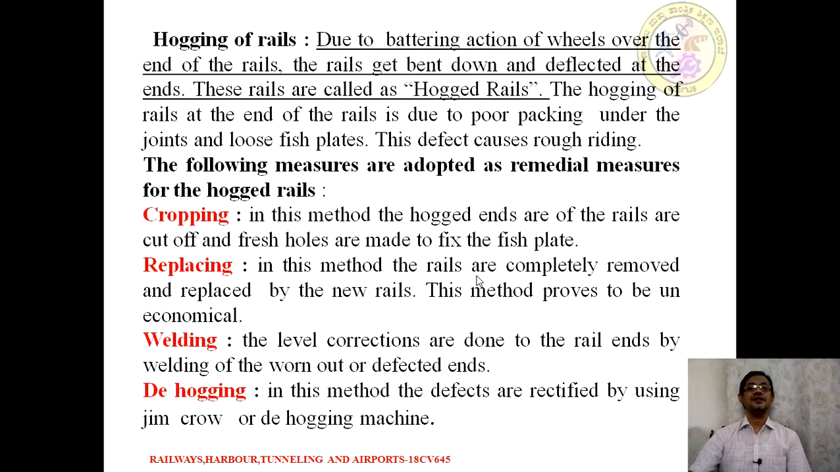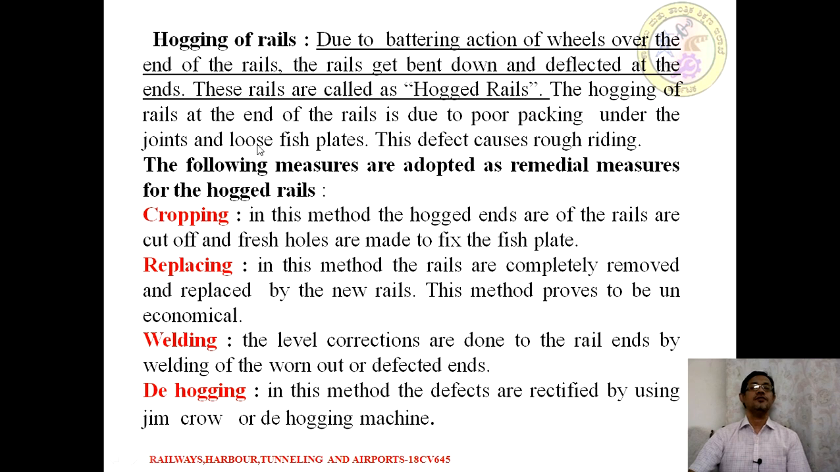Moving on to the first one, the hogging of a rail. As the name itself indicates, hogging means it has been deflected. How is it being deflected? That is due to the battering action of a wheel over the end of a rail, which causes a bend down or deflection at the end. This phenomenon in rail sections is called a hogged rail.